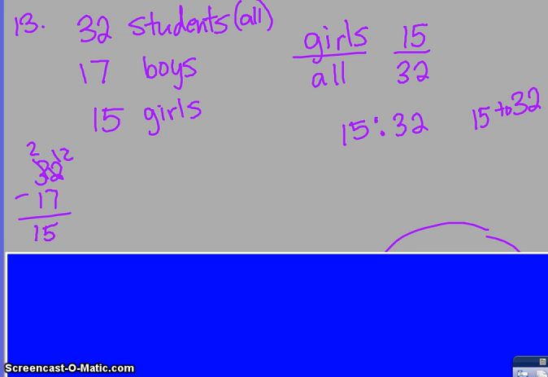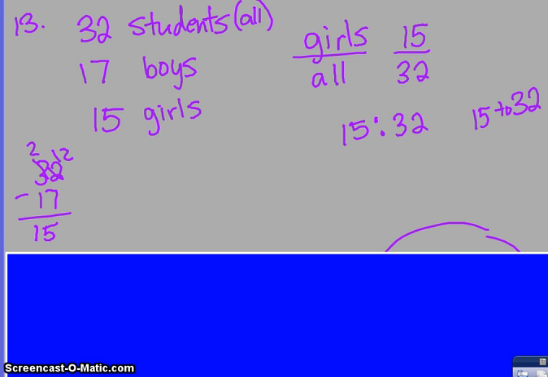Number 13. Mr. Rutherford has 32 students in his homeroom class. If 17 of the students are boys, what is the ratio of girls to all the students in the class? Okay, so based on what we've been given in the question, we've got 32 students in all. We know that there are 17 boys, so now we need to figure out how many girls there are. Well, since we know the total and we know that 17 of them are boys, we're going to subtract right over here. 32 minus 17, borrow, and you'll get 15, so that means 15 girls.